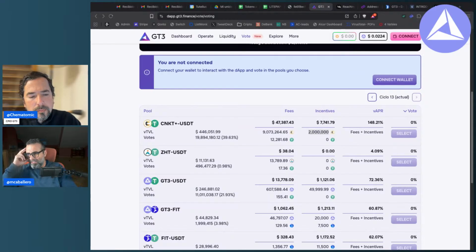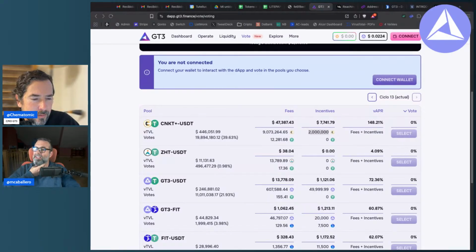Okay. I will answer the next question, or better, I will say to you, Chema, Robert says, I don't know if I'm sure to understand the question, but to what extent does GT3 rely on external incentives versus organic fee generation as the DEX grows?